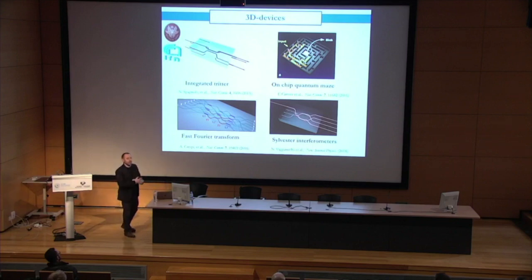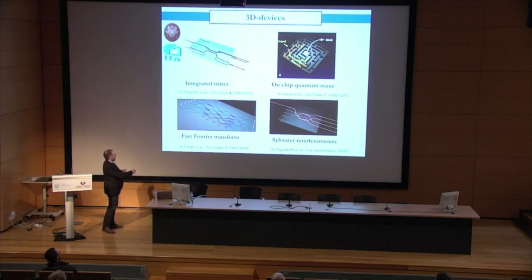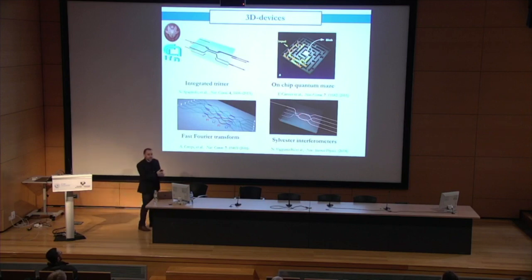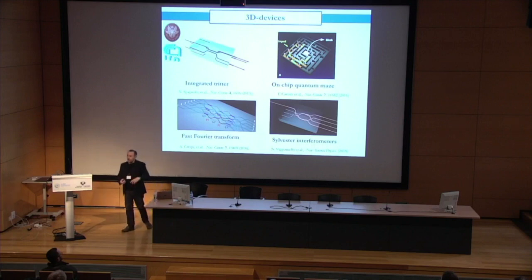Then you can have more funny architecture like this one, which is a fast Fourier transform of 8 modes, which go up and down, left and right, and you have beam splitters along different directions. This is a kind of variant of this one. And by using the 3D layout, you can fabricate some structure, and you can carry out some kind of quantum simulation which exploits this 3D layout.